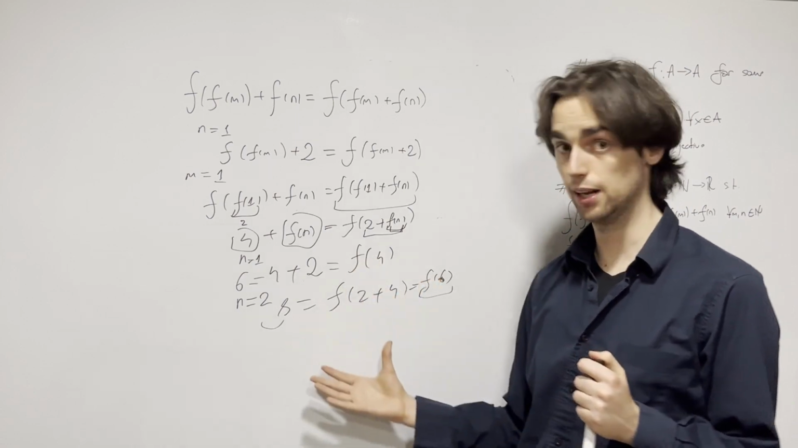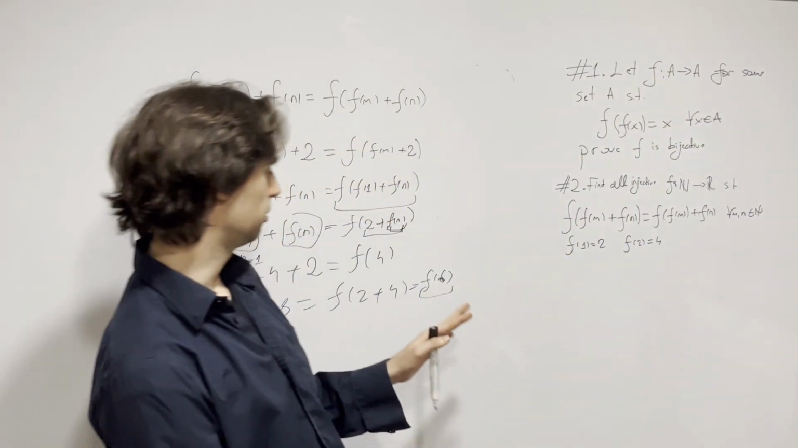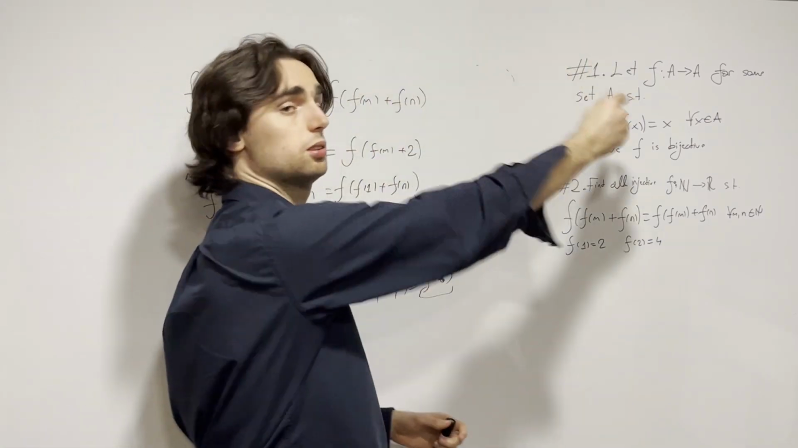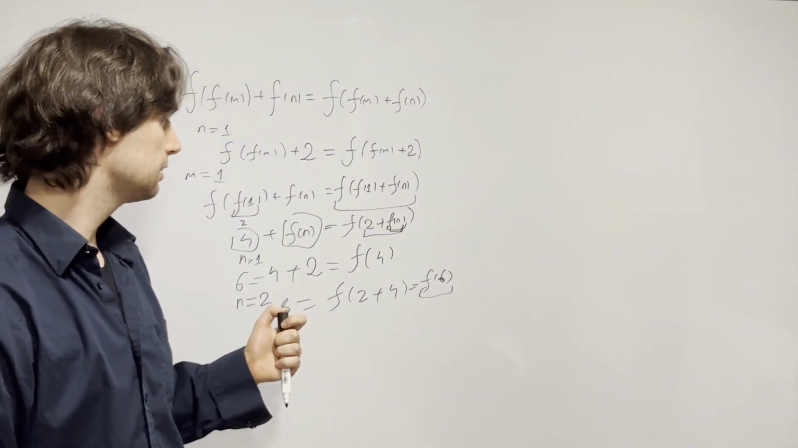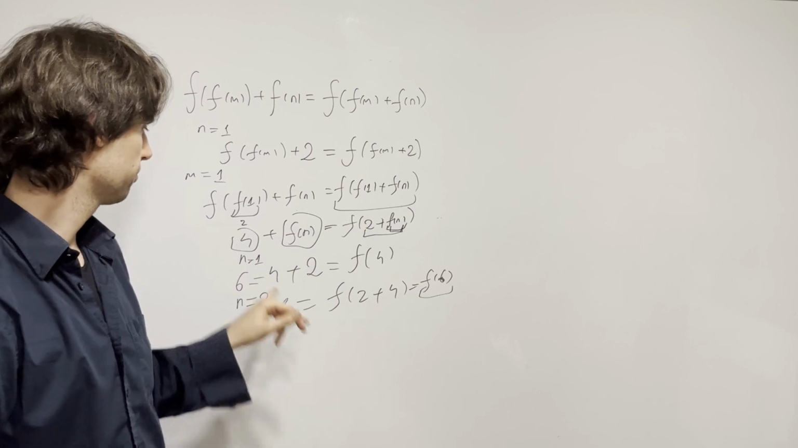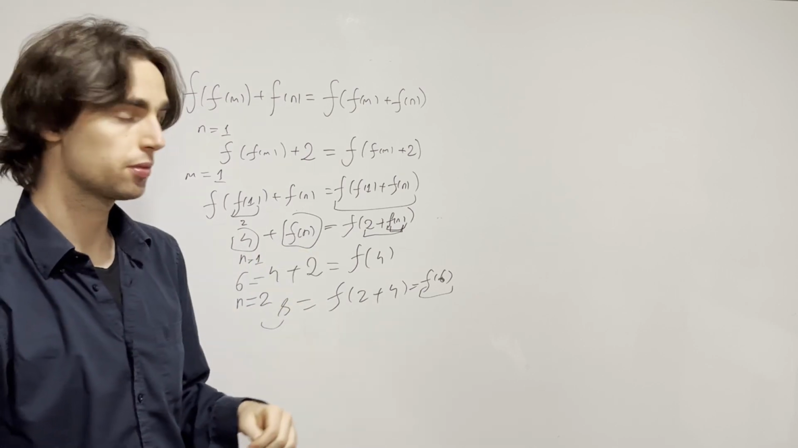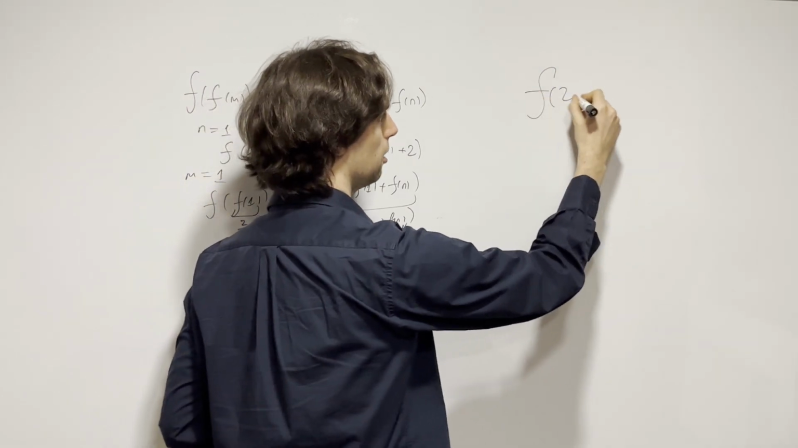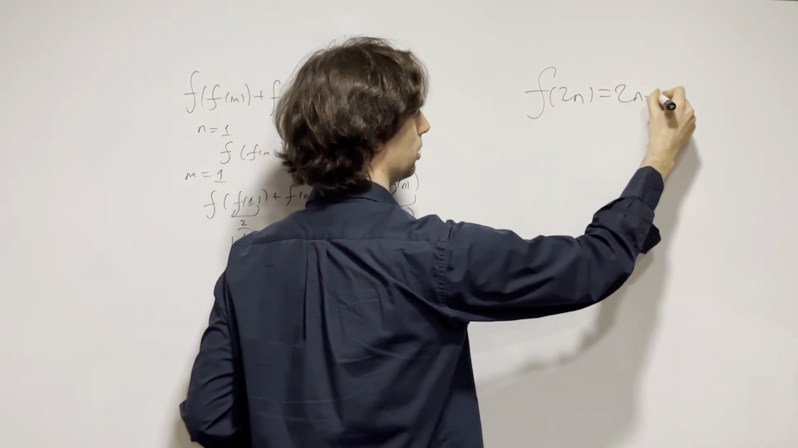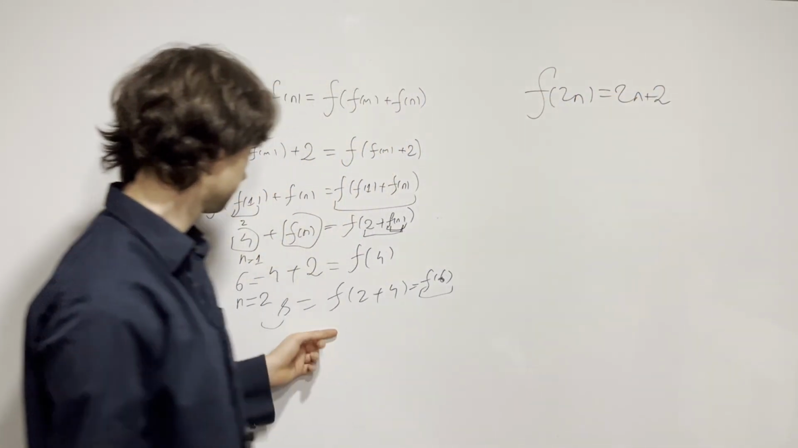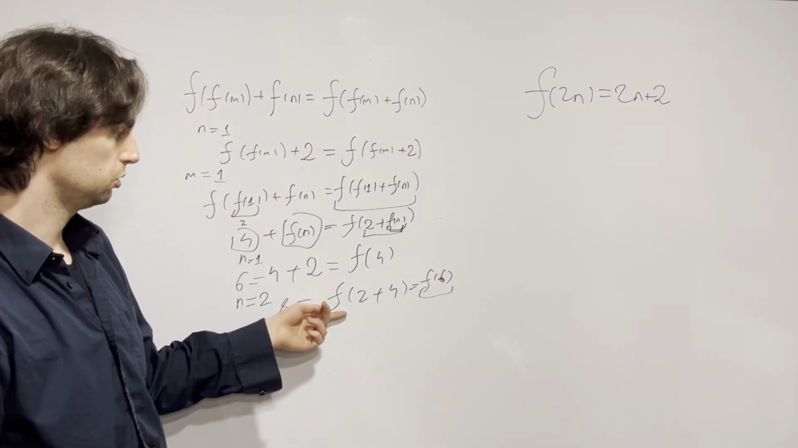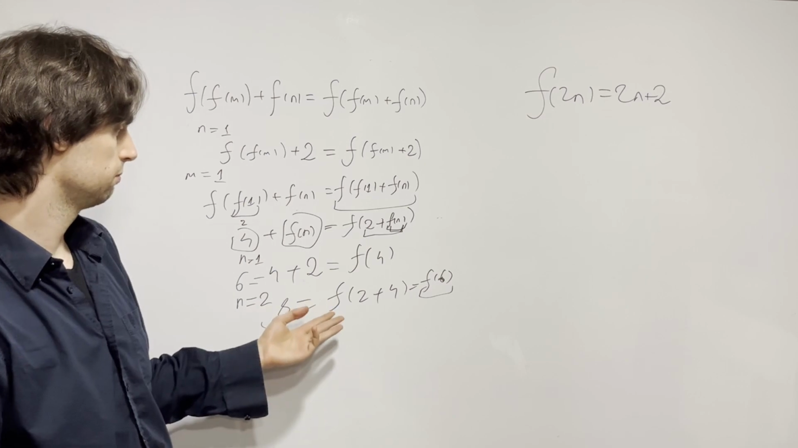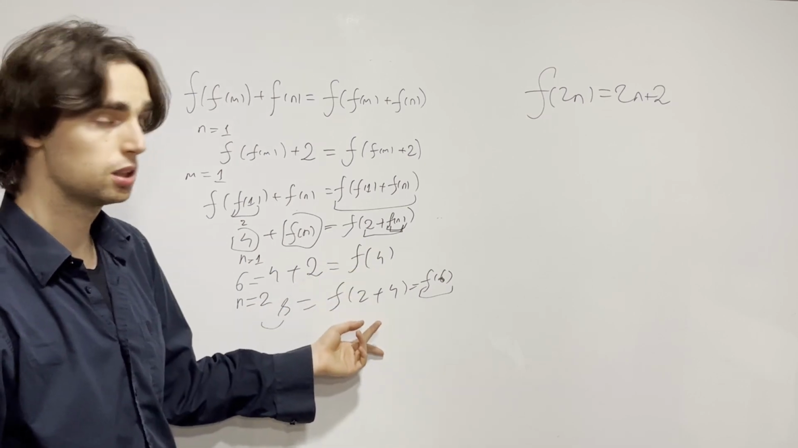Can I get other values? I invite you to pause for the next 5 minutes, see if you can get some other values, and the answer is you can basically get all the even values now from this thing right here. Because you're going to prove that f of 2n is going to be equal to 2n plus 2 for the even values. This is true for n equals 1, 2, 3. That's what you proved now.